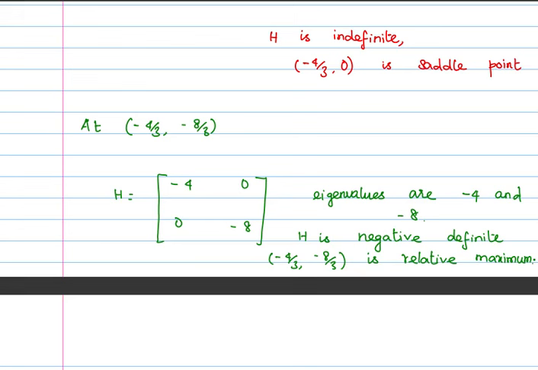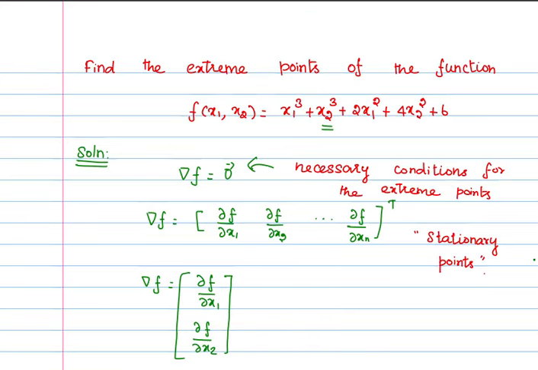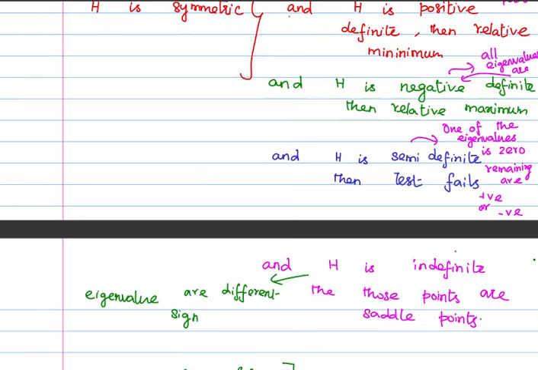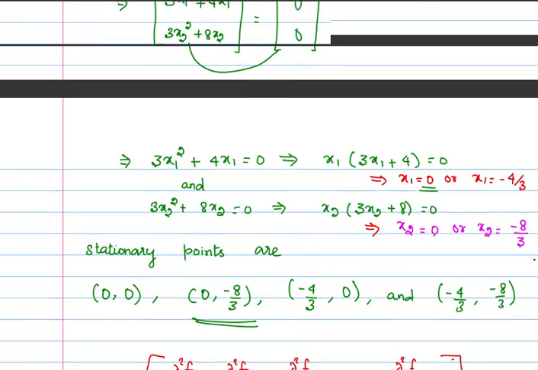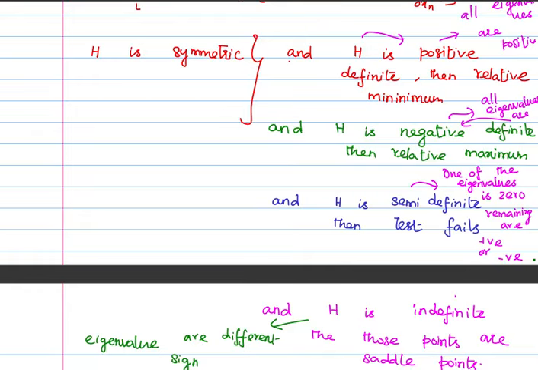I hope you understand the necessary condition for finding the stationary points and how to find the sufficient conditions using the Hessian matrix, and use the eigenvalues to determine whether it is a relative maximum, relative minimum, or saddle point, or whether the test fails.